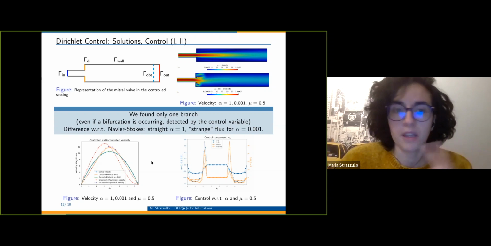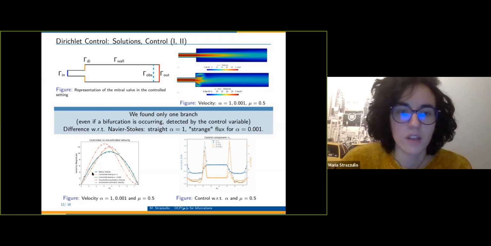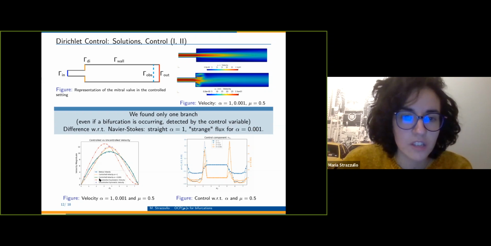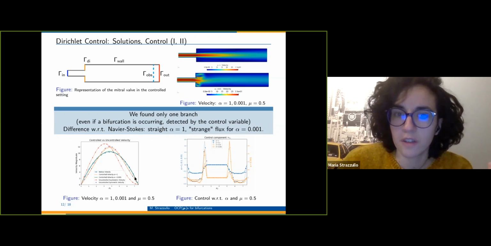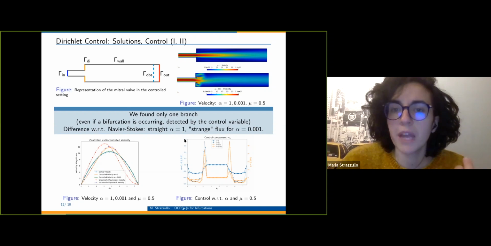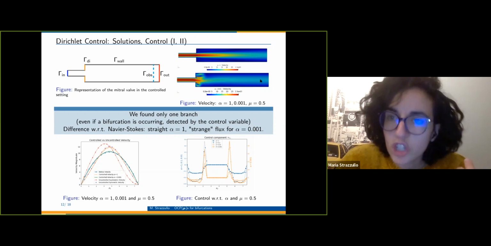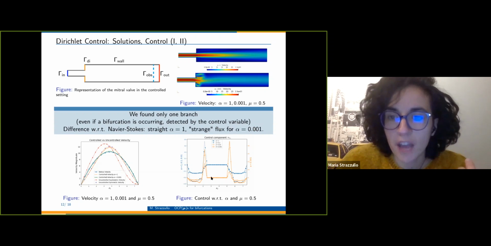And what is happening? As I told you, the solution basically is Stokes. As you can see here, the Stokes velocity and the controlled velocity for a small alpha are basically the same. So you are controlling a lattice system, okay? But what you are paying is that in order to achieve this very diffusive effect, the control injects a lot of asymmetric flows, okay? So as you can see from the peaks here, this is a plot of the control with respect to alpha.